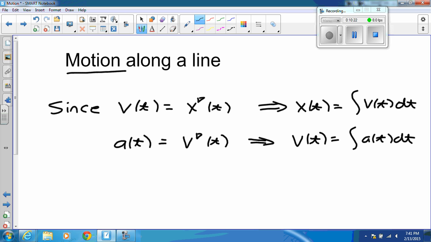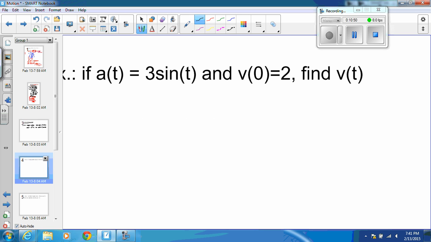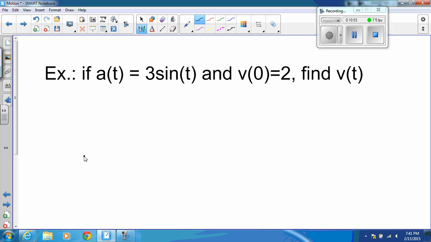Welcome back. We're going to be using the idea of antiderivatives to do something very, very simple. And that is, we're going to be analyzing motion along a line with the information that we already know. Since velocity we already know is the first derivative of position, therefore position is the antiderivative of velocity. And since acceleration is the first derivative of velocity, then velocity is the antiderivative of acceleration. That's the big idea. Now let's see how this works out.